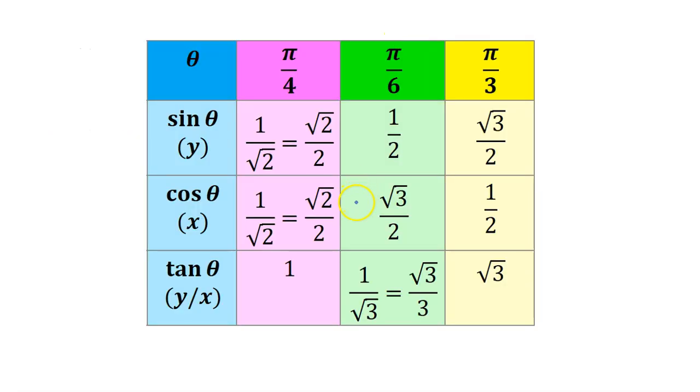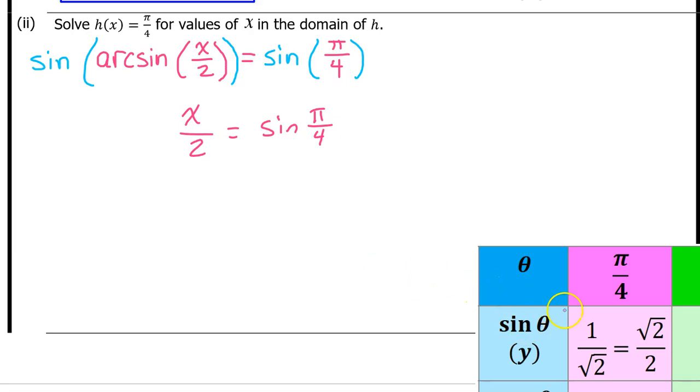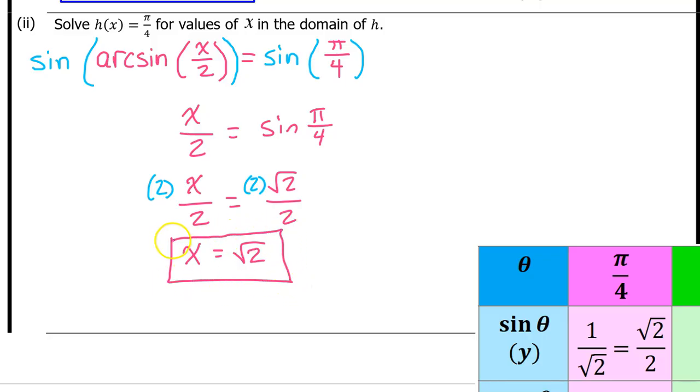If you have not yet memorized these 9 trig facts, pause the video and memorize the chart right now. We have memorized that the sine of pi over 4 is radical 2 over 2, or 1 over radical 2. So making that substitution, we have x over 2 is equal to radical 2 over 2. Multiplying both sides of the equation by 2, the 2's in the denominator will cancel out. So we are left with x is equal to radical 2. And that's it. This is the answer to A, part 2.